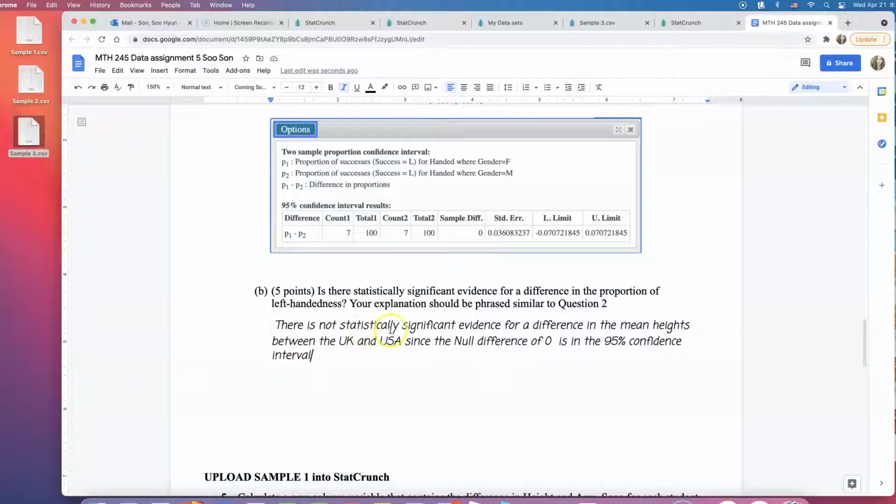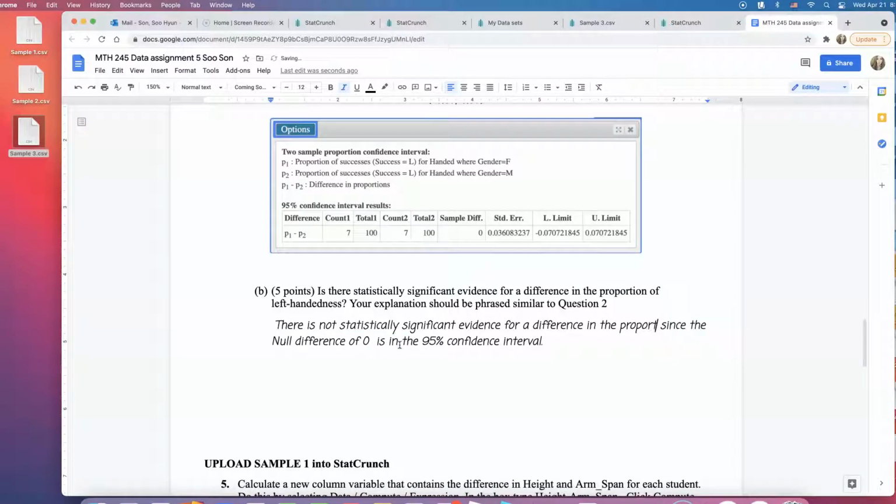There is not statistically significant evidence for a difference in the proportion of left-handedness. I can be a little wordy, but I guess this is okay. Since the null difference of 0 is in the 95% confidence interval.